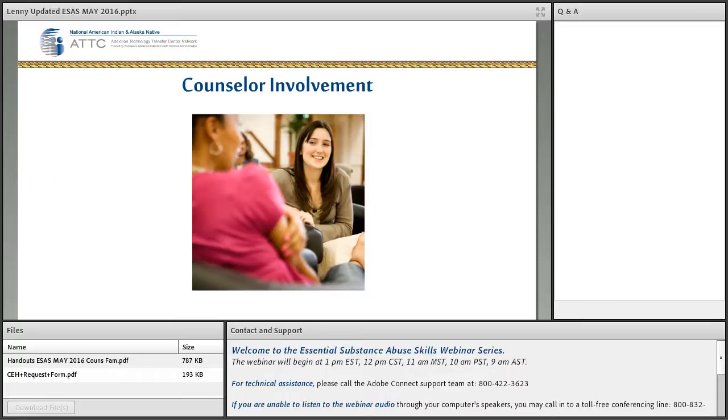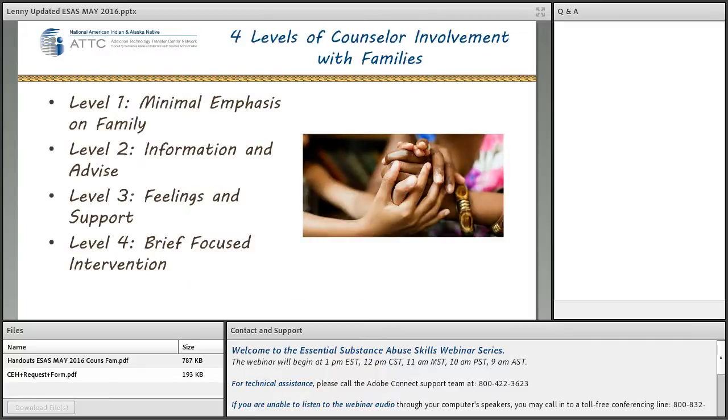So we're going to talk a little bit about counselor involvement. So here are the 4 levels of counselor involvement with families. Level 1, minimal emphasis on family. Level 2, information and advice. Level 3, feelings and support. Level 4, brief focused intervention.